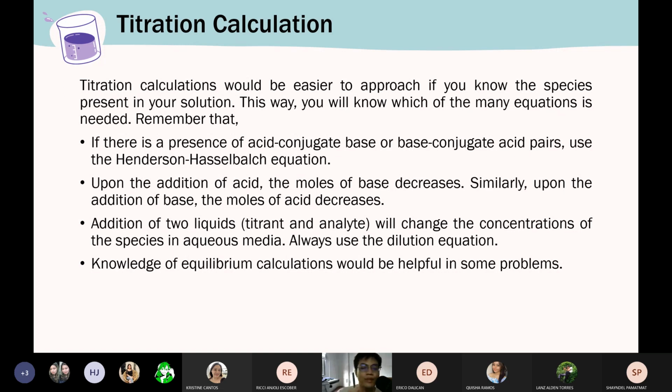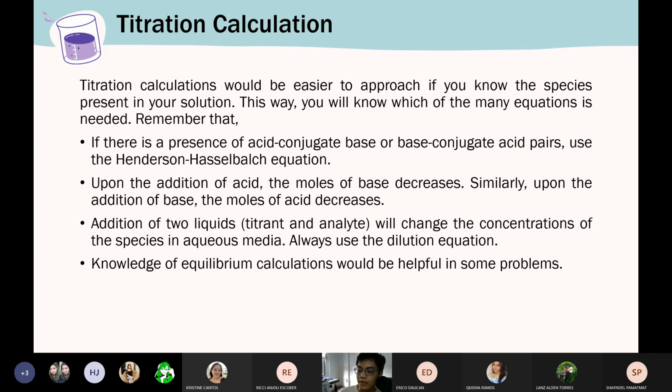Okay? Next one. When you add your analyte and your titrant, of course, magkaiba volume nila. And kapag in-add mo sila, ano nangyayari? Tumataas yung volume. And what happens when the volume of your solution increases? There is a dilution. Nagkakaroon tayo ng dilution. So, ibig sabihin, we have to account for that. No? Kailangan isama natin sa ating mga calculation yung dilution then.